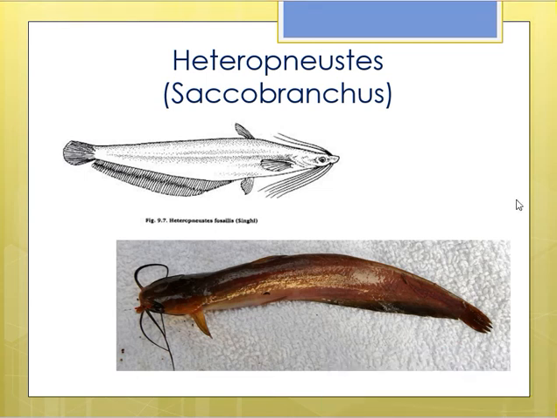Today we will see the important features of a fish belonging to the genus Heteropneustes. Its older name was Sacobranchus. It is a member of phylum Chordata, subphylum Vertebrata, division Gnathostomata, superclass Pisces and class Osteichthyes. So this is the Heteropneustes fish. Now coming to its important features.